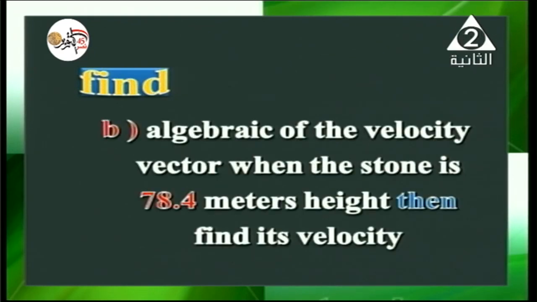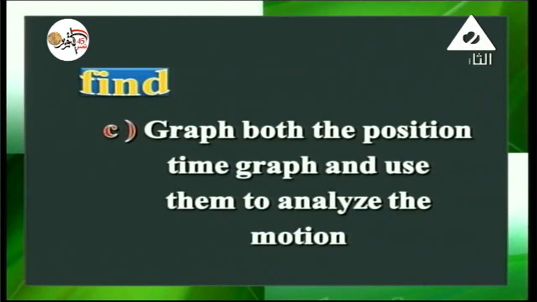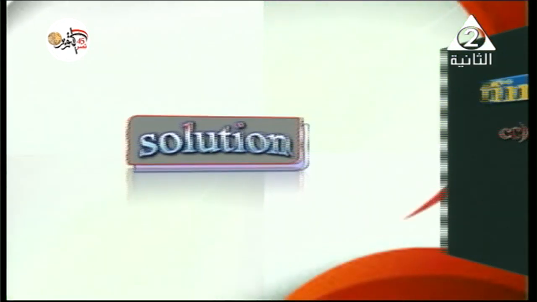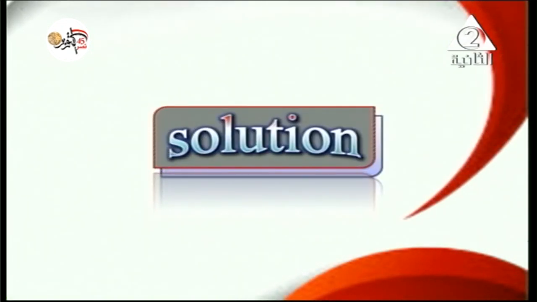Number B, find the algebraic measure of the velocity vector when the stone is 78.4 meters high, then find its velocity. Number C, graph the position time graph and use it to analyze the motion. My dear student, look at the solution.